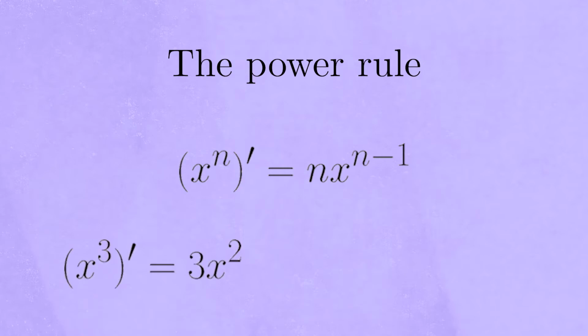So then x to the 3 prime is 3x squared, and x to the 6 prime is 6x to the 5. Technically, at this point we only have the tools to prove this rule for positive integers, but it is true for all powers, as we will see when we learn about logarithmic differentiation.